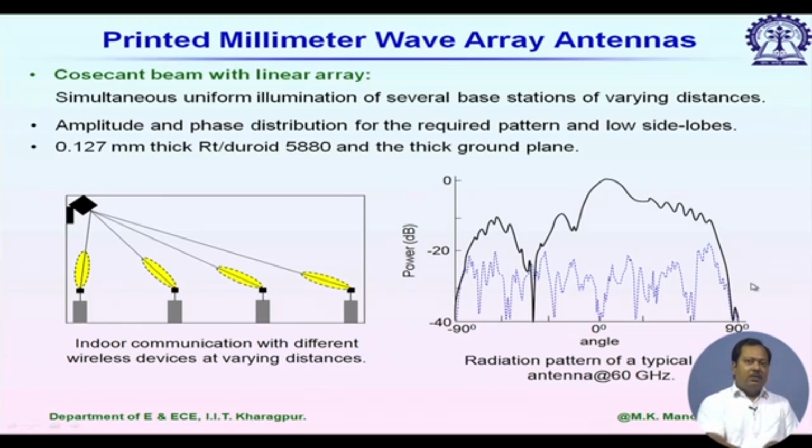Now, we design arrays for different types of applications. For some applications we want a very narrow beam, let us say for line of sight communication. In that case, we do not want any radiation in directions other than the desired direction. So, the beam width should be as narrow as possible, side lobe levels should be as low as possible, and gain should be as high as possible in the desired direction.